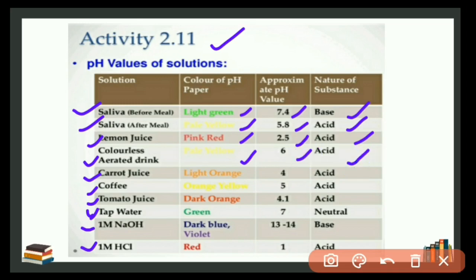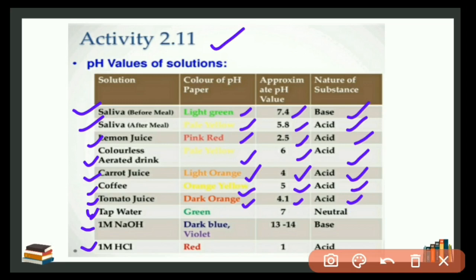Nature is acidic. In carrot juice we obtain a light orange color, its pH value is 4 and its nature is acidic. In coffee we get a light yellow color, its pH value is 5 and its nature is acidic. Tomato juice gives a dark orange color, its pH value is 4.1, and its nature is acidic.